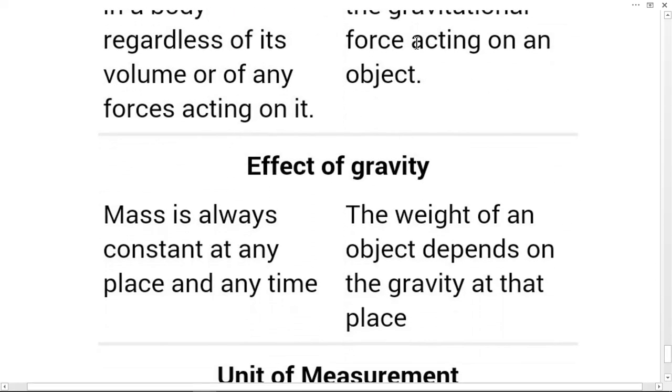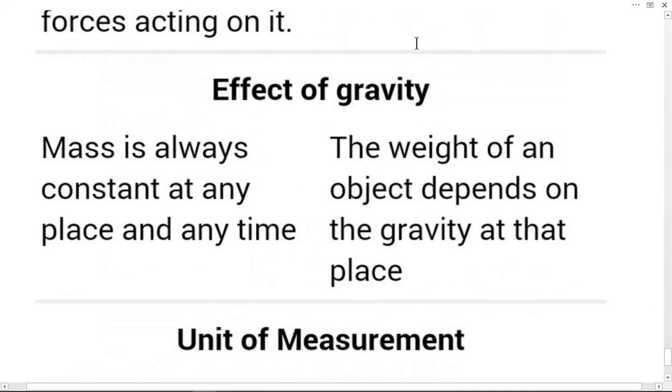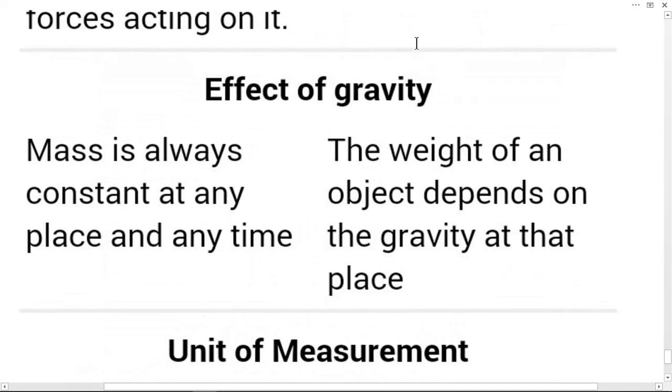Now if you talk about the effect of gravity, we can say that mass is always constant at any place and any time. It will not change. If you measure the mass of the object on earth, on the moon, or in space, it always remains the same. But on the other side, the right hand side, the weight of an object depends on the gravity at that place. If the gravity is changing, automatically the weight is changing.